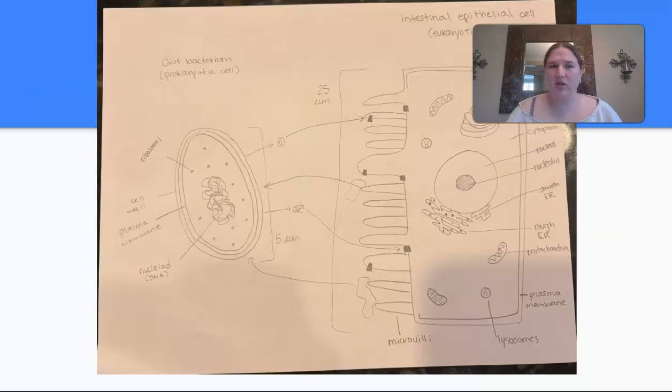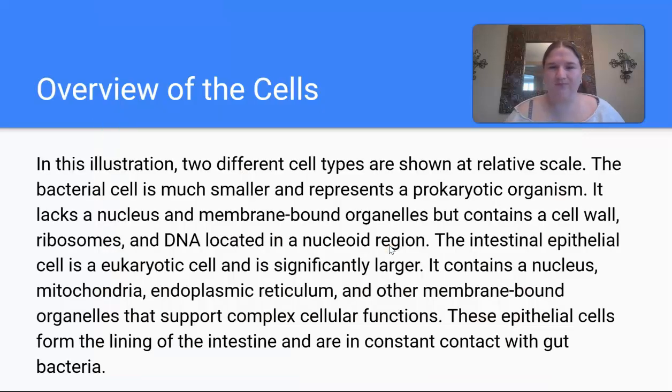So if we go back to the picture, you can see here the little dots coming out of the bacterial cell and into the little receptors of this intestinal cell. You see them over here, and they're kind of the metabolites of the bacterial cell.